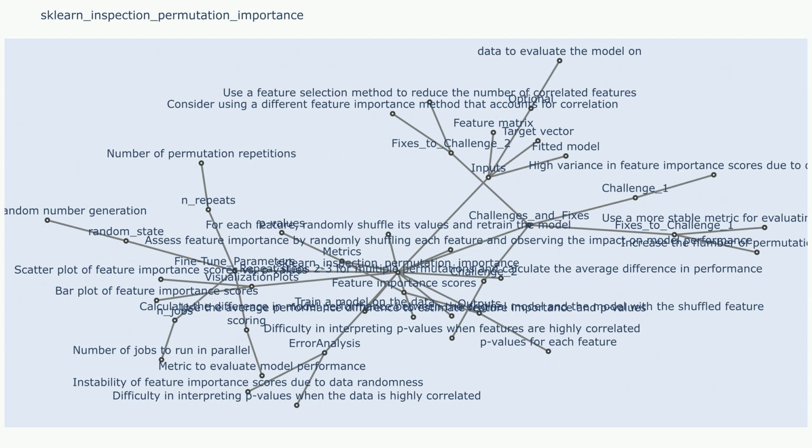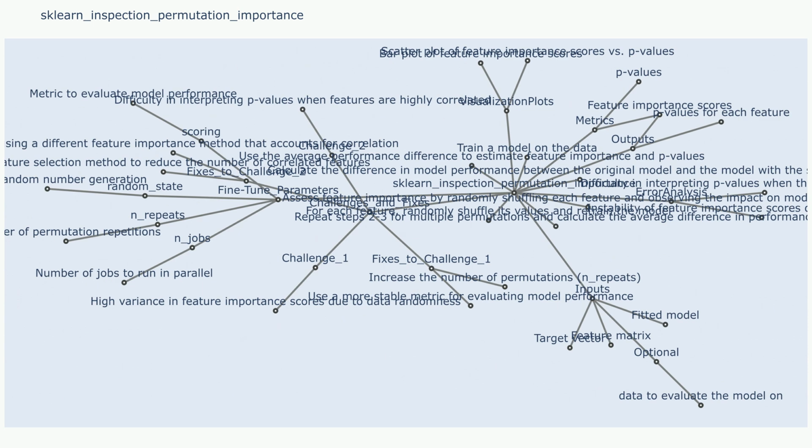Metrics. Metric 1, mean importance, the average importance score across multiple permutations. Metric 2, standard deviation of importance, a measure of the variability of the importance scores, indicating the uncertainty in the estimation. Visualization plots.